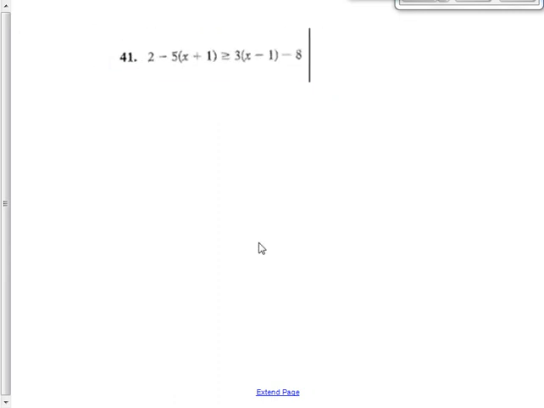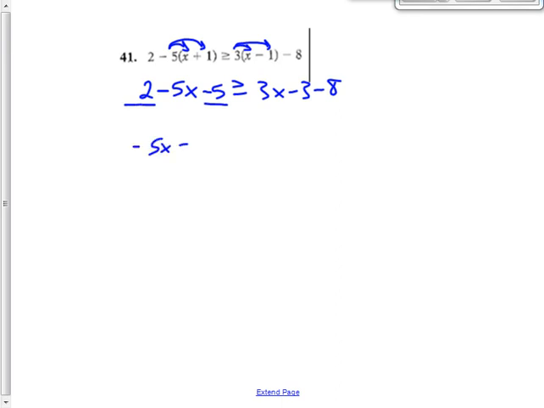Number 41, I've got a couple things with distributive property in here. So I've got 2, I multiply negative 5 times x and negative 5 times 1. That multiplication does not count in order for me to switch the sign. Yes, I'm multiplying by negative 5, but I'm not multiplying both sides by negative 5. So it doesn't affect my inequality over here. So I've got 2 minus 5 on the left-hand side. So negative 5x minus 3 greater than or equal to 3x.